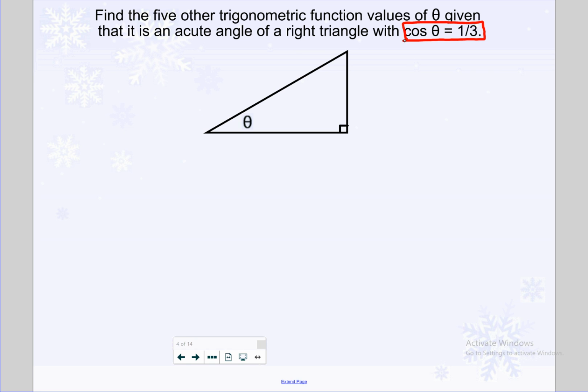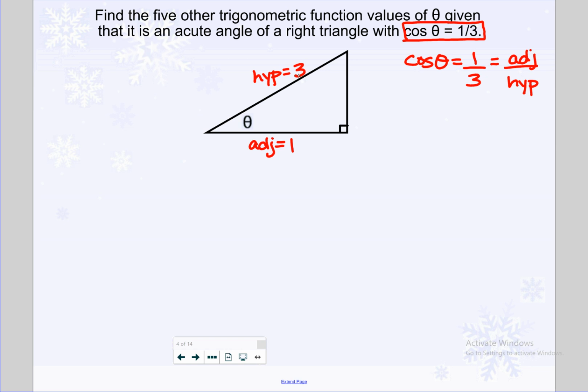Usually they're not going to give it to you. If they say cosine of theta is 1/3, they're telling you the ratio of two sides. They're giving you information about two of the sides. We know cosine is adjacent over hypotenuse. So in this picture, you can label the adjacent side as 1 and the hypotenuse as 3. And then you could do the Pythagorean theorem to get that opposite side that you're missing.